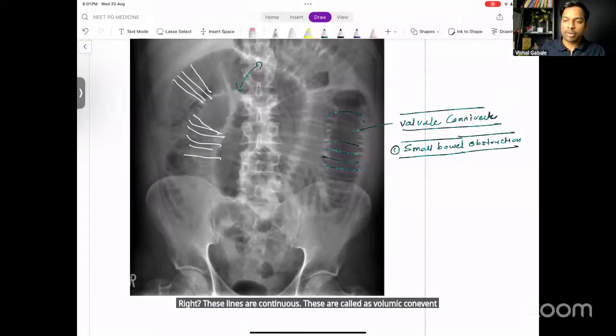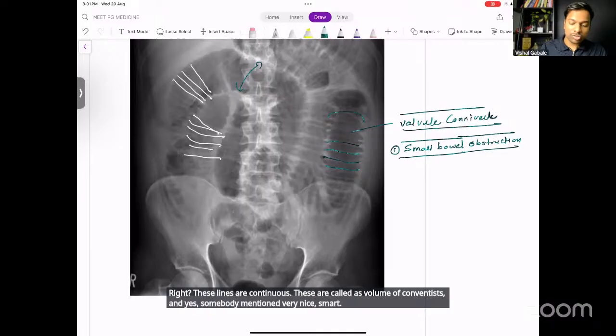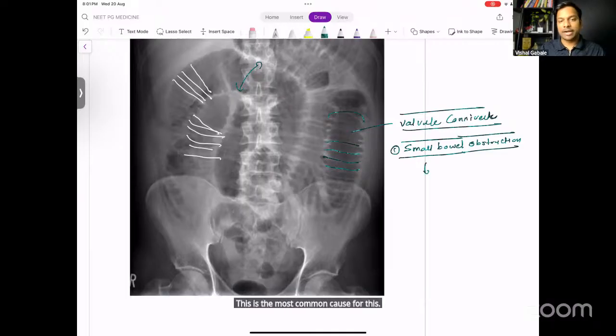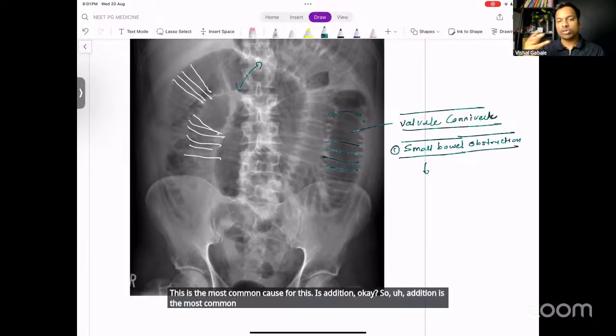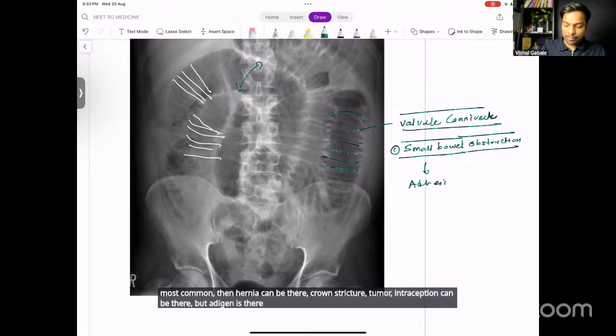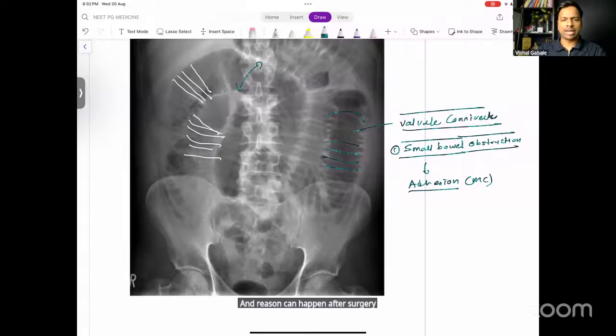And yes, somebody mentioned, very nice, Kumar. The most common cause for this is adhesion. So adhesion is the most common. Then hernia can be there, Crohn's stricture, tumor, intussusception can be there, but adhesion is there most commonly. Adhesion can happen after surgery, after a procedure. Very important, please remember this.